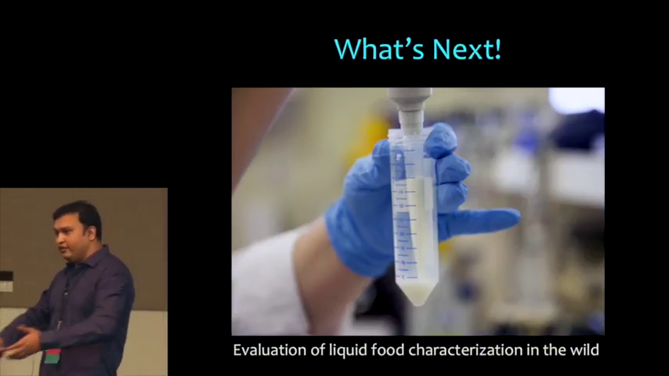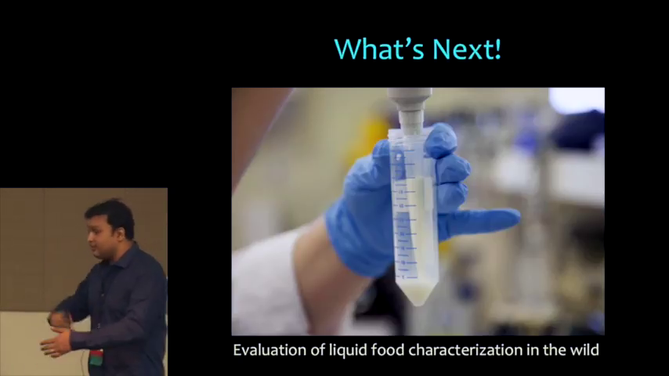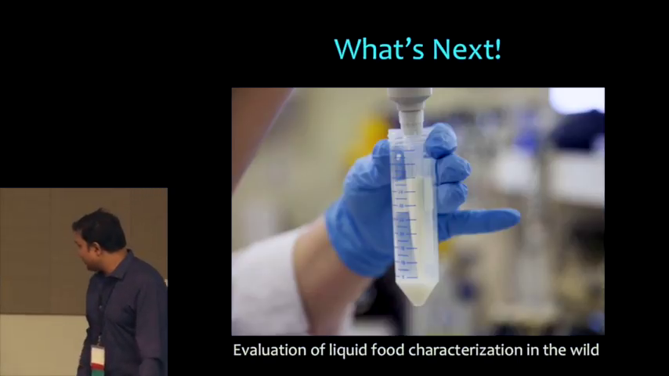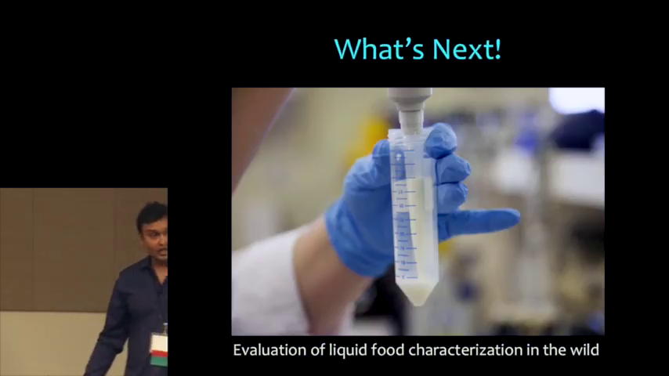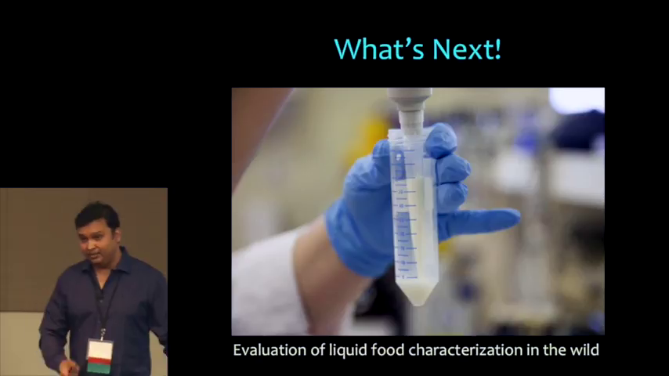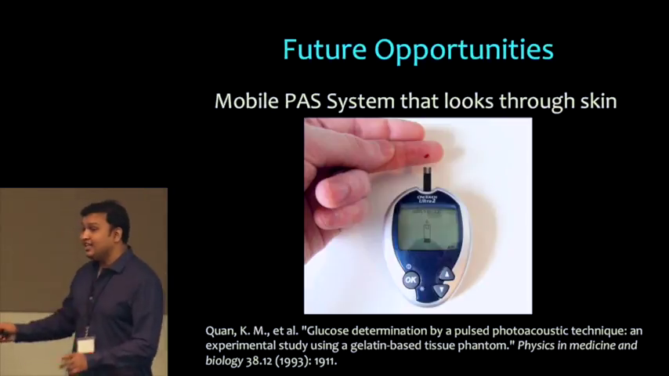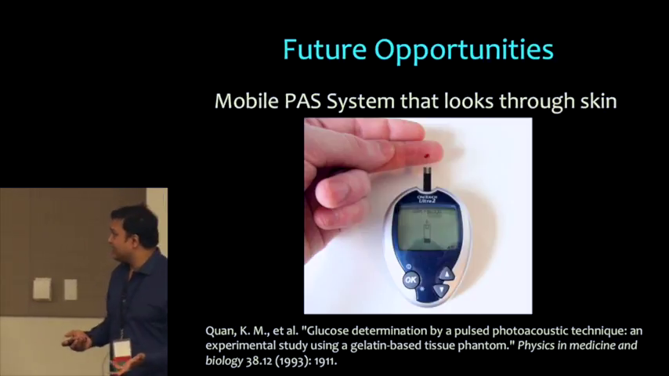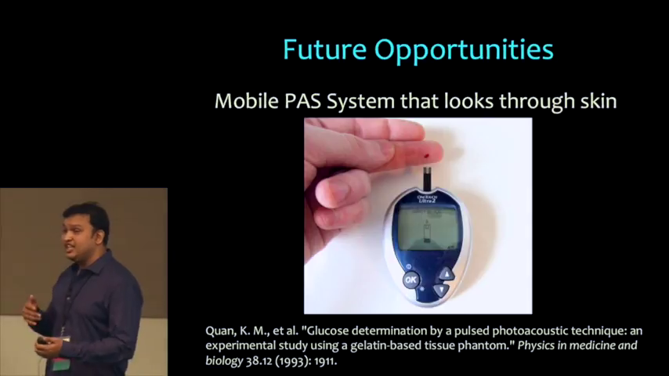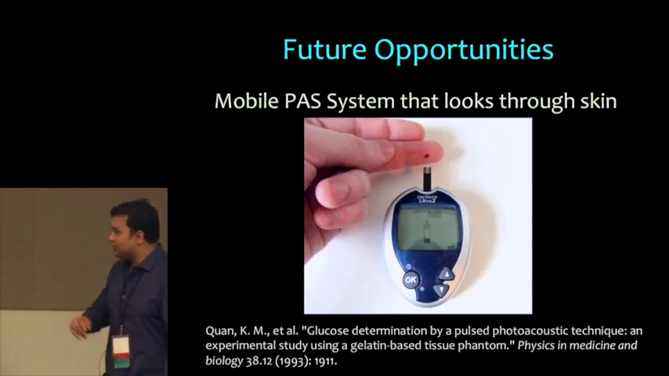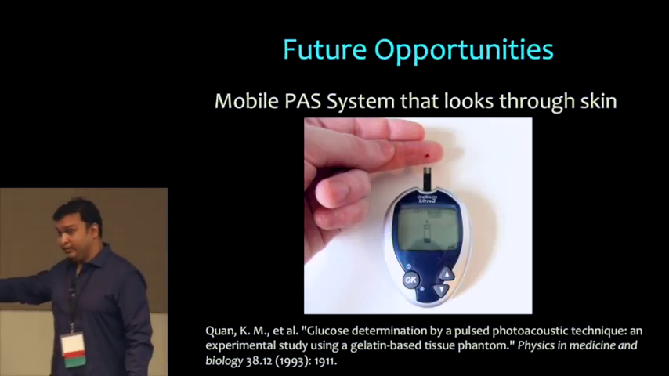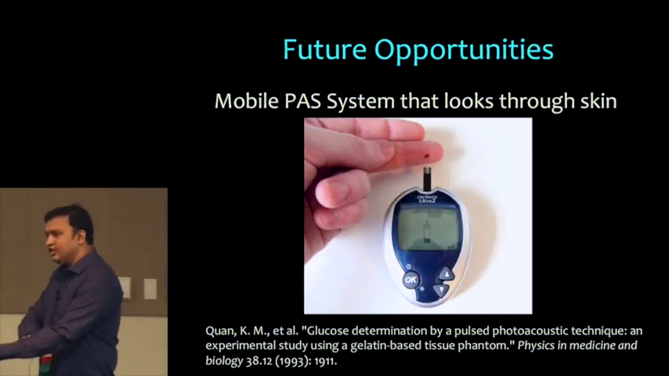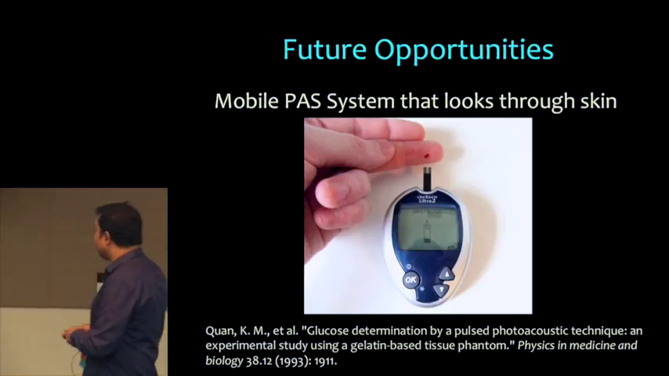Obviously, our immediate goal, as far as this project is concerned, is to run a few more iterations and evaluate the liquid food characterization unit in the wild and see if it can actually make a difference to real people. There are a lot more interesting future opportunities that I am, being a mobile health researcher, really excited about. A mobile photoacoustic system can image deeper into human tissue. And if we can build it at a lower cost, it could potentially tell us a lot of interesting parameters related to human tissue, including glucose, hydration, and stuff like that.